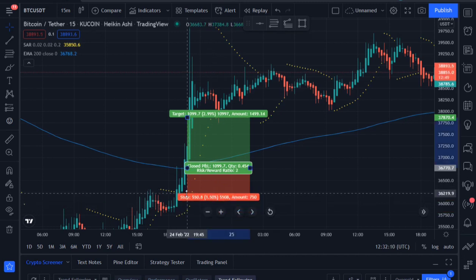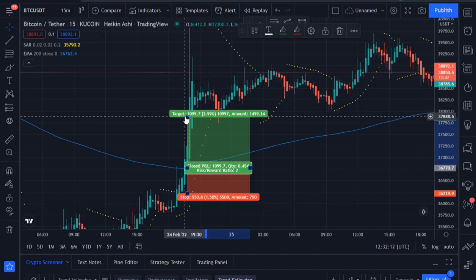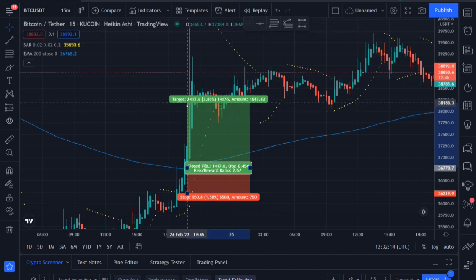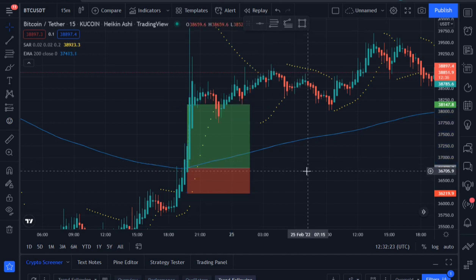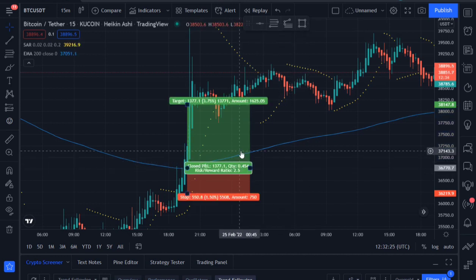Feel free to adjust it to your taste, and then your risk to reward ratio should be 2.5 maximum, except if you know what you're doing. And you can also use a 1.5 risk to reward ratio. So that's it. As you can see, that's a winning trade.